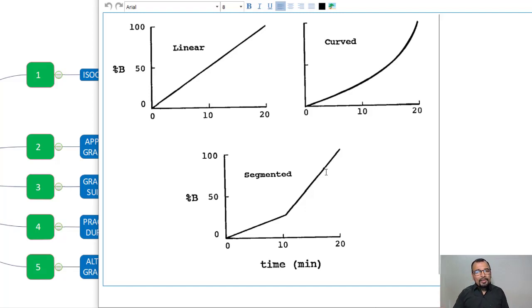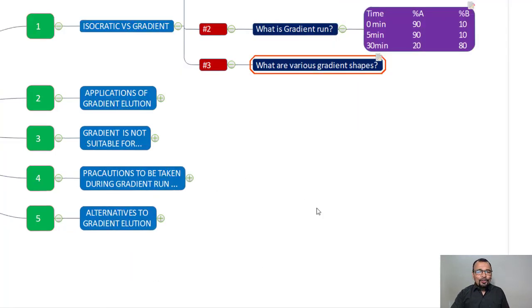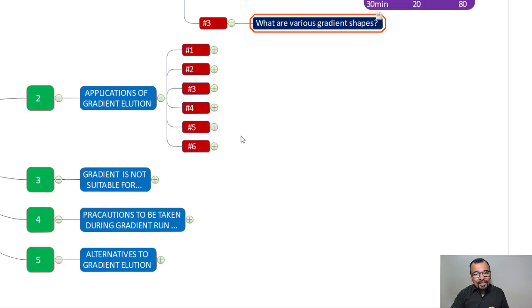But if you ask me, the most widely used and preferred technique is what? The linear gradient elution mode, which is also a more reproducible and reliable technique. So let us understand what the applications of the gradient elution technique are now.